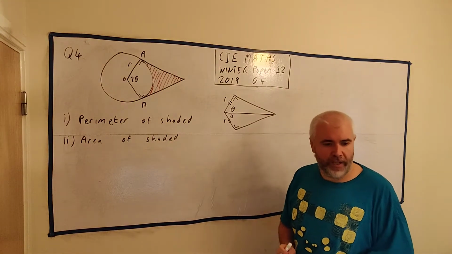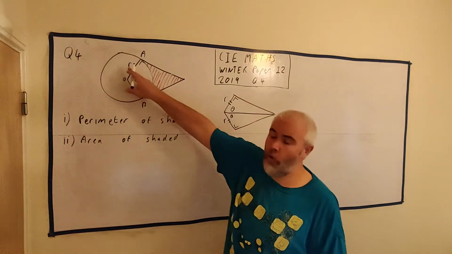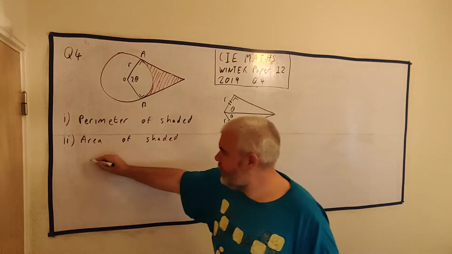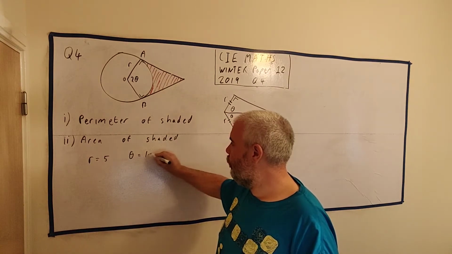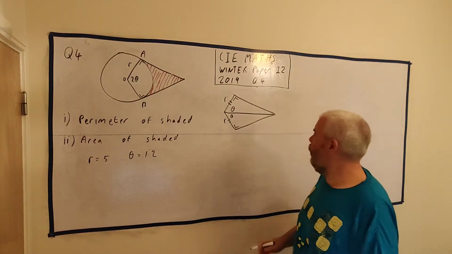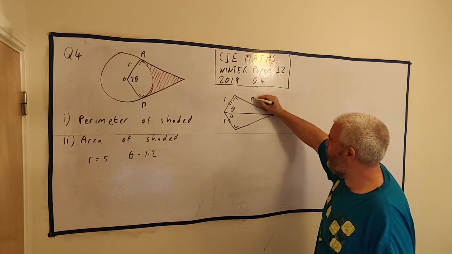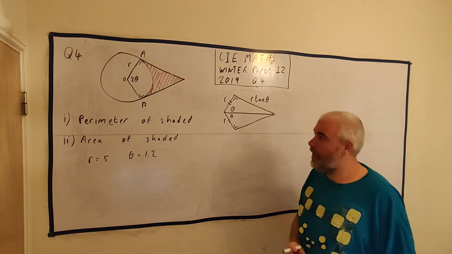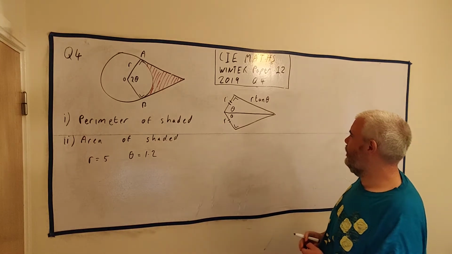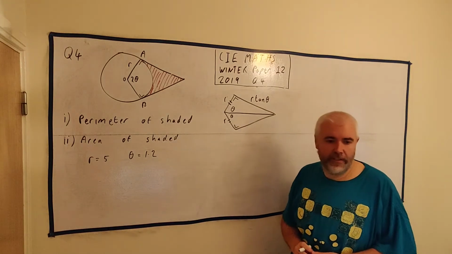Okay, for part 2 they actually give us some numbers. Let me write these down so I don't have to keep looking. r is equal to 5 and theta is equal to 1.2. Also, let me keep this information here, r tan theta. I'll keep that length there. Do I need that? Yeah, I am going to need that actually.